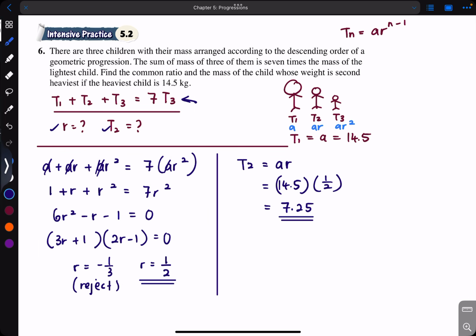Done. So their masses are decreasing by half. This guy was 14.5. This guy is 7.25. And this guy would be half of 7.25, because the R is 1 over 2. Right, that's it.